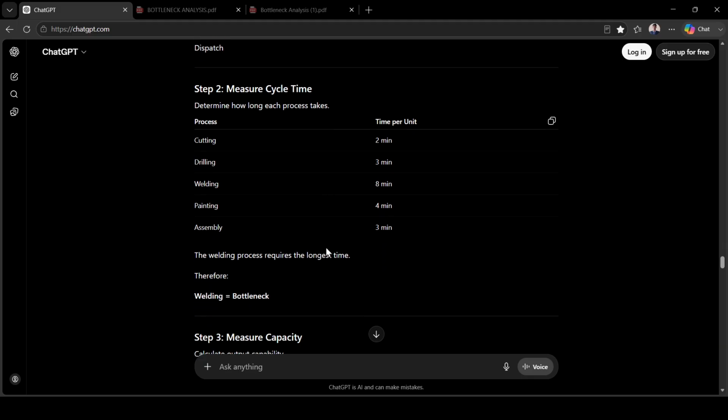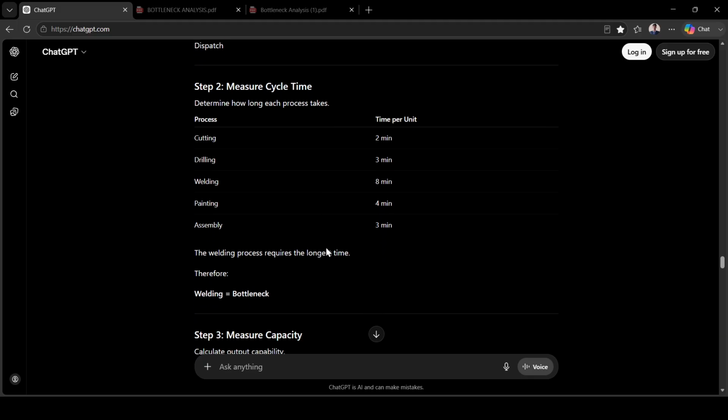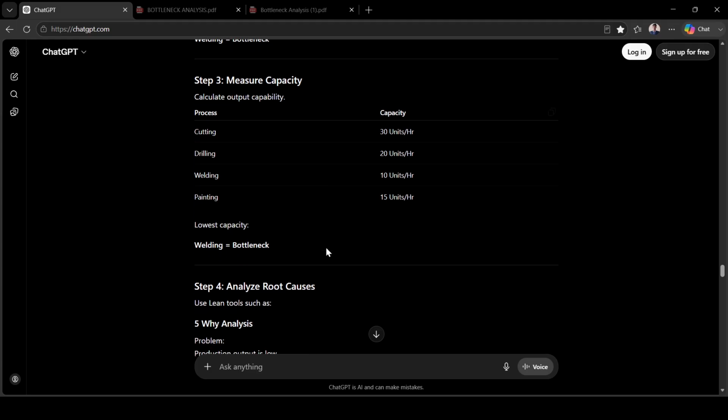Then the second step is to measure the cycle time. Determine how long each process takes. Cutting 2 minutes, drilling 3 minutes, welding 8 minutes, painting 4 minutes, assembly 3 minutes. The welding process requires the longest time. Therefore, welding equals bottleneck.